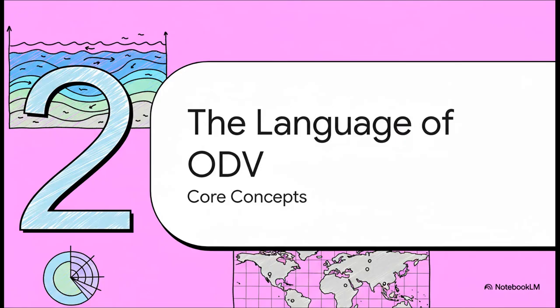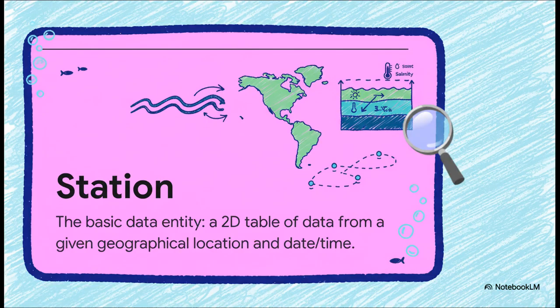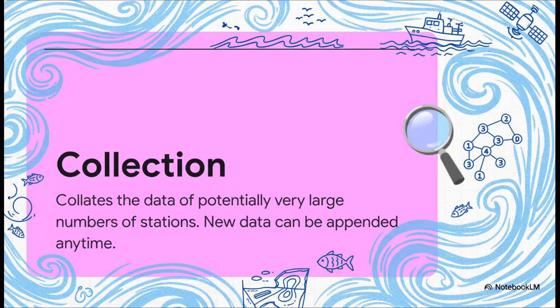All right, so to really get why ODV is so cool, we just need to wrap our heads around a couple of key ideas. Think of it as learning the basic language of ODV. Okay, let's really slow down for this one because it's the absolute foundation of everything. The word is station. Let's spell that out. S-T-A-T-I-O-N. A station. So what is it? Put simply, a station is ODV's word for a single chunk of data. It's one set of measurements taken at one specific place at one specific time. So that could be a single profile from top to bottom, or just one data point from a ship that's on the move.